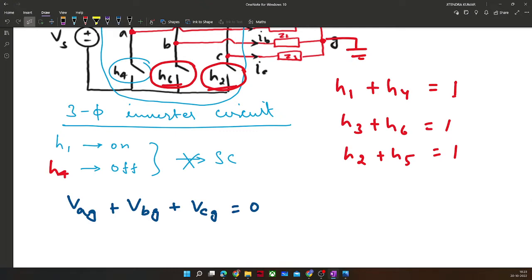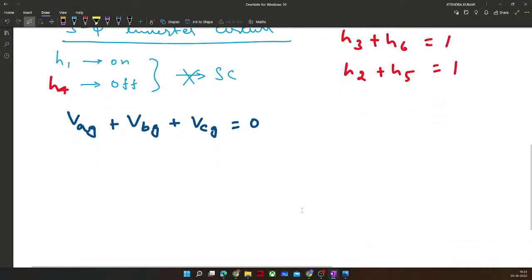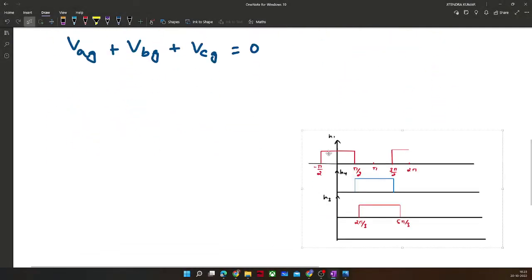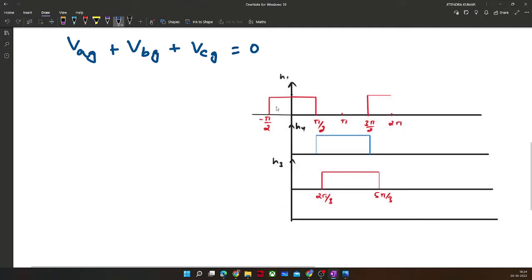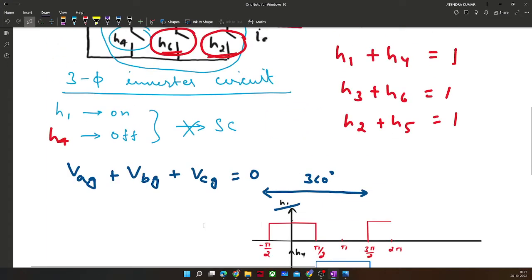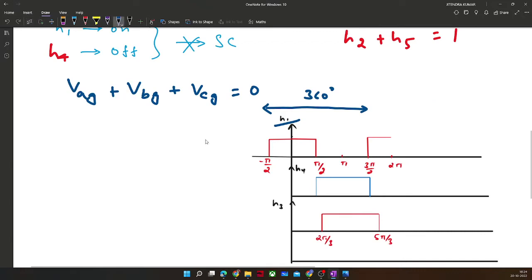So let me show you how the switching waveforms would be there. This is your switches, how it will be conducting. So earlier H1 would conduct for 180 degree, right? And H4 would be complement of H1. So it will conduct from pi by 2 to 3 by 2. So this total duration is 360 degree. So for 180 degree upper leg switch H1 is conducting, and for remaining 180 degree H4 is conducting.